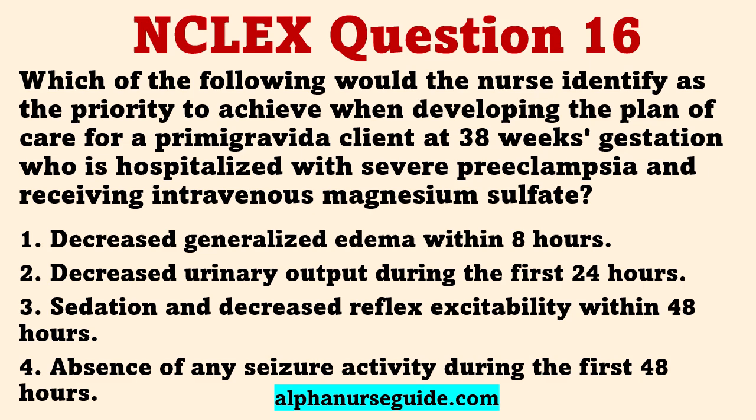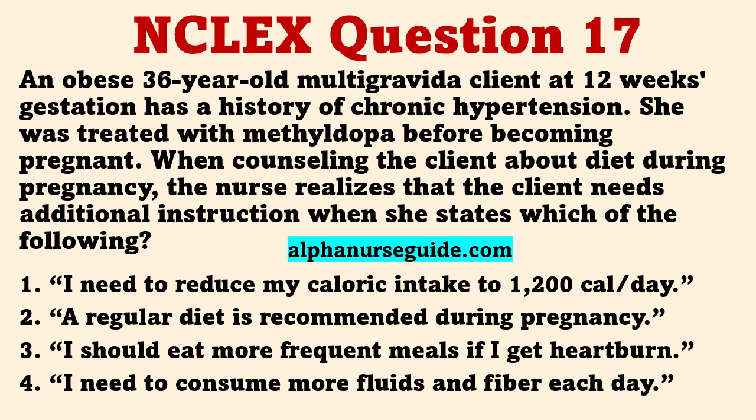An obese 36-year-old multigravida client at 12 weeks gestation has a history of chronic hypertension. She was treated with methyldopa before becoming pregnant. When counseling the client about diet during pregnancy, the nurse realizes that the client needs additional instruction when she states which of the following. 1. I need to reduce my caloric intake to 1,200 calories per day. 2. A regular diet is recommended during pregnancy. 3. I should eat more frequent meals if I get heartburn. 4. I need to consume more fluids and fiber each day.